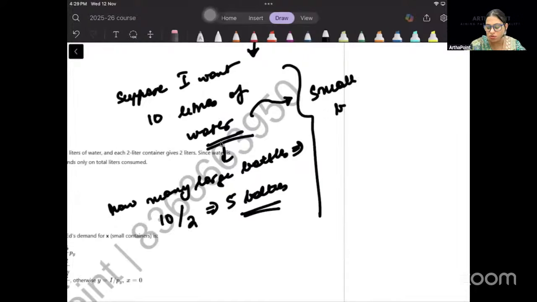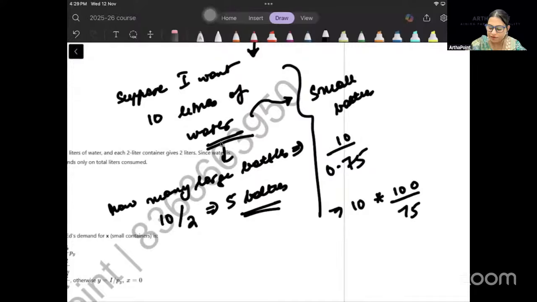Now let's say I want to consume exactly 10 liters of water, but I am purchasing small bottles. So how many bottles will it take? How many small bottles is it going to take? 10 divided by 0.75, that is 10 into 100 by 75. So this is 3 and 4. So 40 by 3 bottles. Listen to me very carefully.